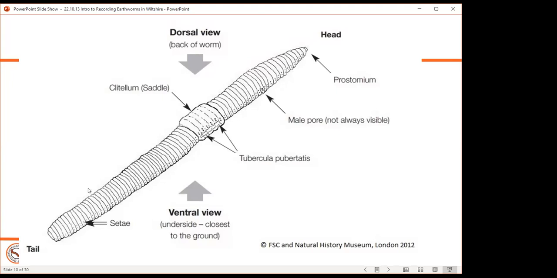These refer to setae. So these are pairs of little tiny bristles that the earthworm uses for locomotion. And in the Lumbricidae species, you'll have 4 pairs of these. So they'll have 8 around each segment, and they'll be present on every segment along the earthworm.